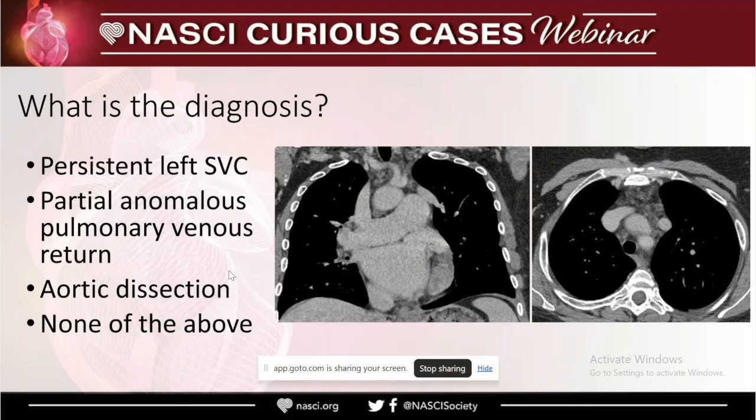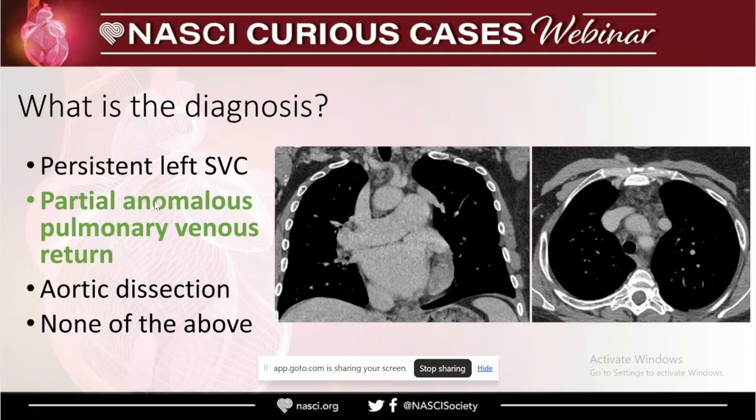And the only two other options are a persistent left SVC and partial anomalous pulmonary venous return. So how do we decide? If we look at the coronal, if it were the persistent left SVC, it should have gone this way to showing either the left atrium or right atrium or some structure that drains into them. And we don't see that. Instead, we see that it turns into the lung. So the only option here that is viable is a partial anomalous pulmonary venous return.